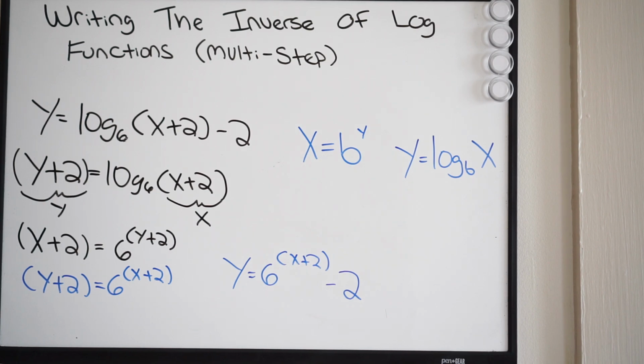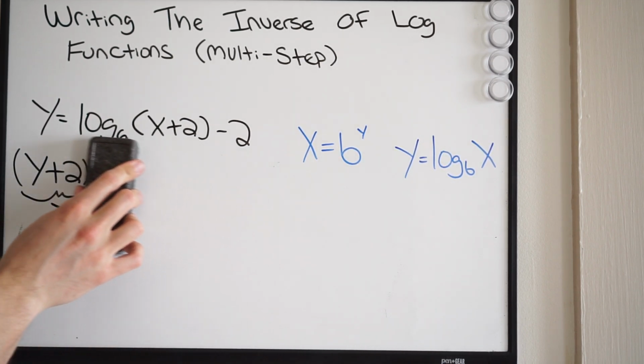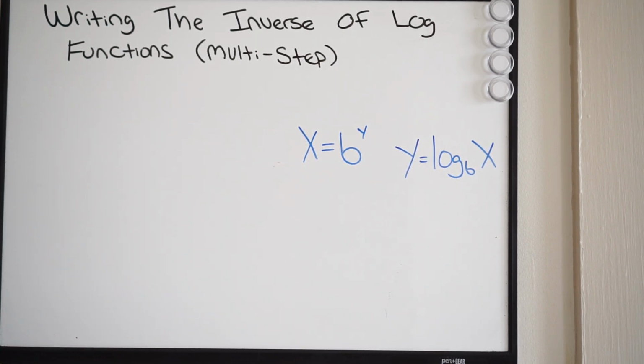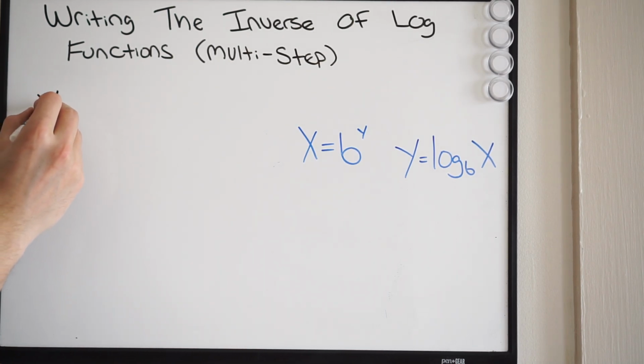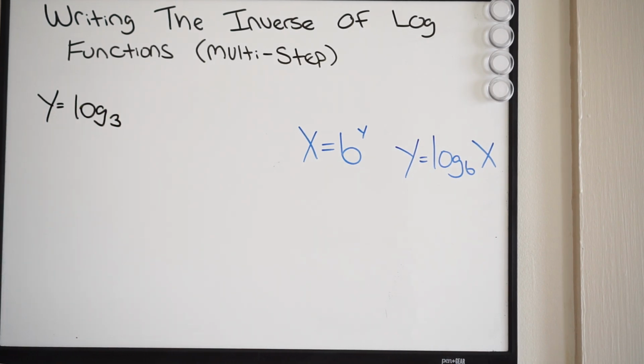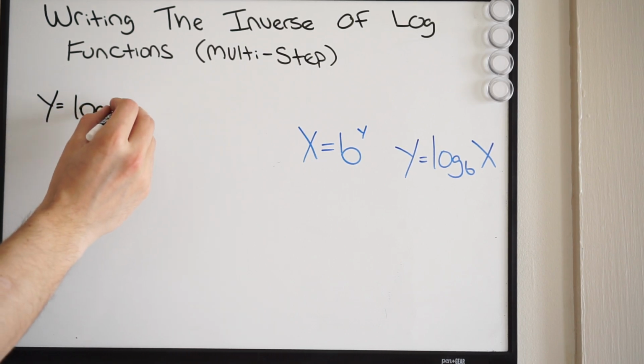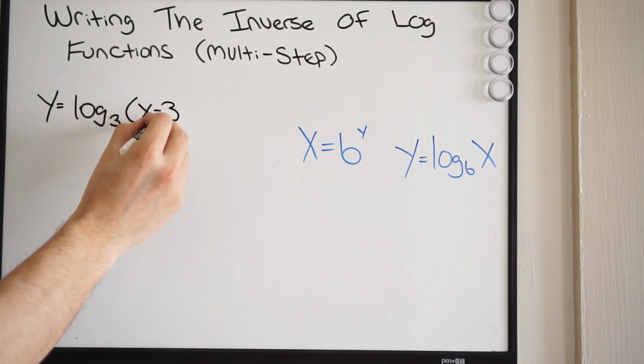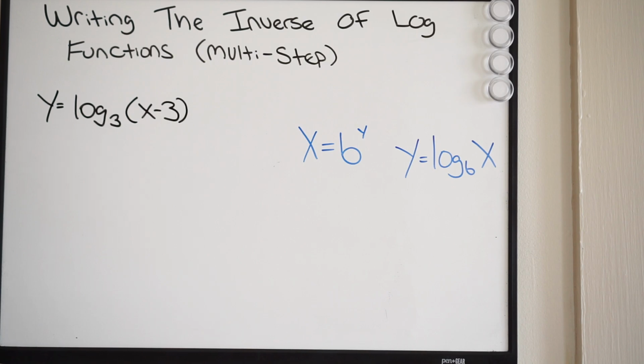Okay, let's try one more example here. So let's try erasing this. We'll have y equals log base of 3. And then let's do x minus 3. And then minus 2. Okay, again, they want us to take the inverse here.